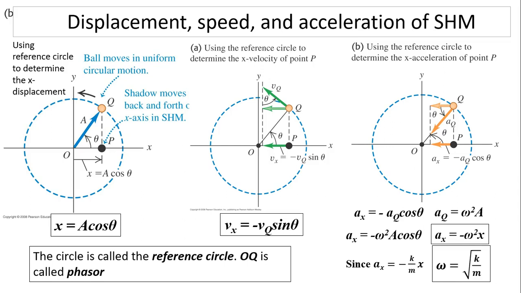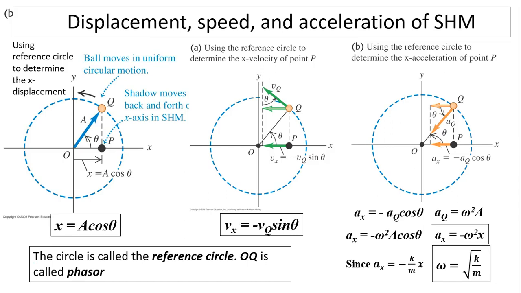Displacement, speed, and acceleration of simple harmonic motion. So basically, we know the object moving in a uniform circle pretty well. We just have to find its shadow. This diagram shows a ball moving in a uniform circular motion. The shadow moves back and forth on the x-axis in simple harmonic motion. To find x, we can use trig, SOHCAHTOA: x equals A cosine theta, cosine because it's adjacent. By the way, this circle is called a reference circle, and OQ is called a phasor.